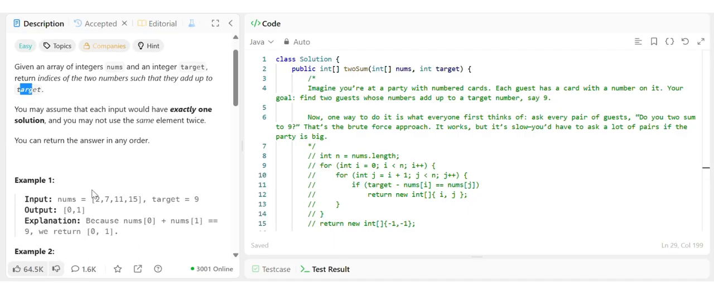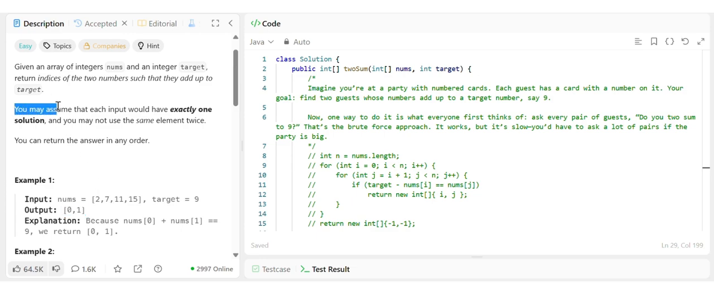That means, let's say we are given an array nums 2, 7, 11, 15. And we are given a target 9. So we are required to return the indices of those numbers whose sum adds up to the target. So over here, we would return 0, 1 because the number at position 0 is 2 and the number at position 1 is 7. If we add 7 and 2, we will get 9.